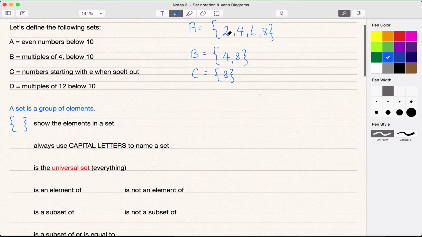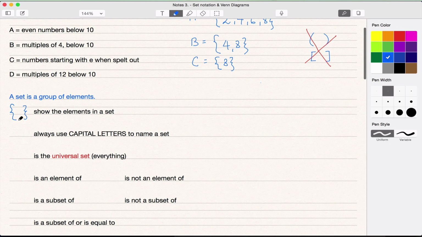Each of these here is an element in a set. There's 4 elements here, 2 elements in B, and only 1 element in C. When you're showing the elements in a set, like a list like this, you must use squiggly brackets on each side. You can't use your round brackets, can't use your square brackets, they mean something else. You need to use squiggly brackets. Squiggly brackets show the elements in a set, and a set is a group of elements.